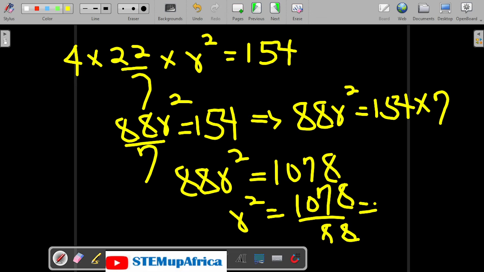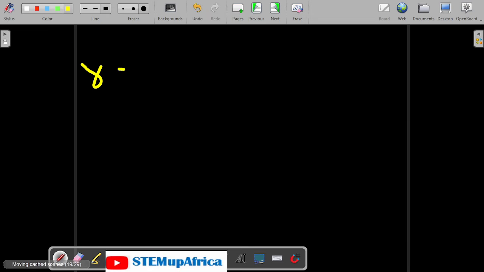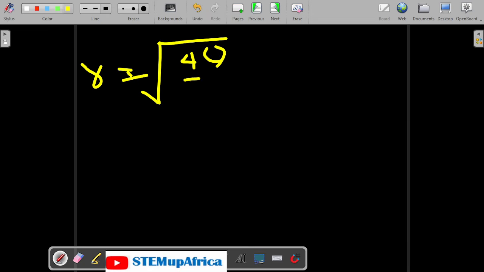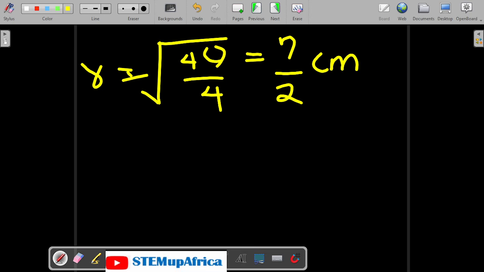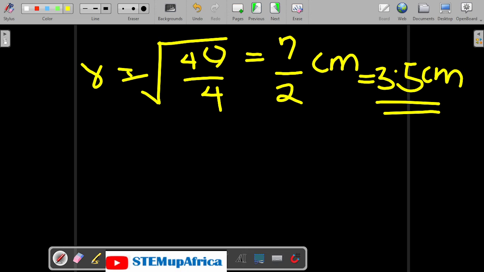That will give us 49/4. So from here I can get my radius. My radius now becomes the square root of 49/4. Square root of 49 is 7, square root of 4 is 2, so 7/2 centimeters, which can also be written as 3.5 cm. That is now the radius of the sphere.